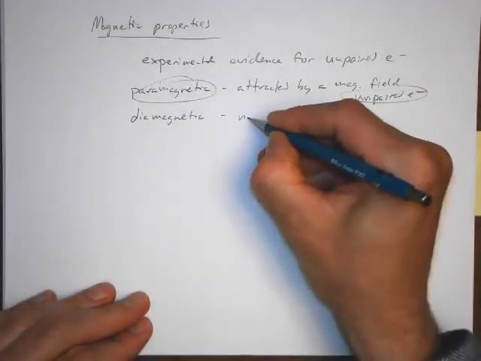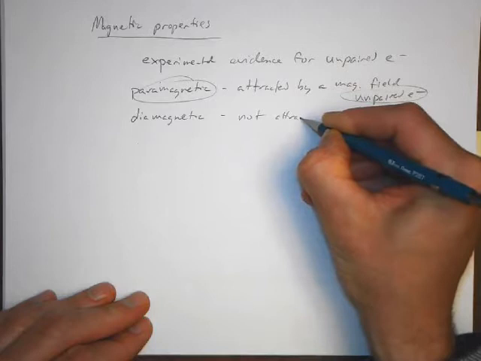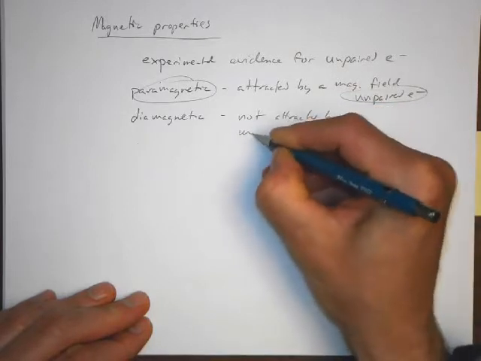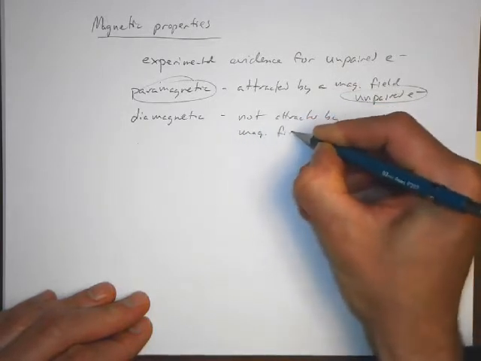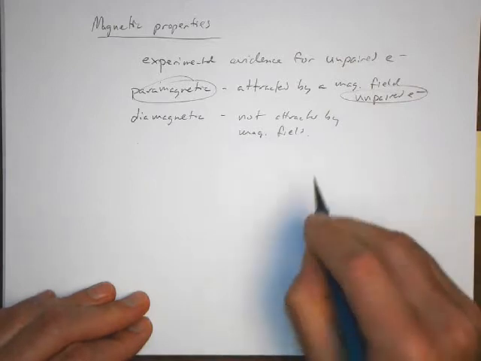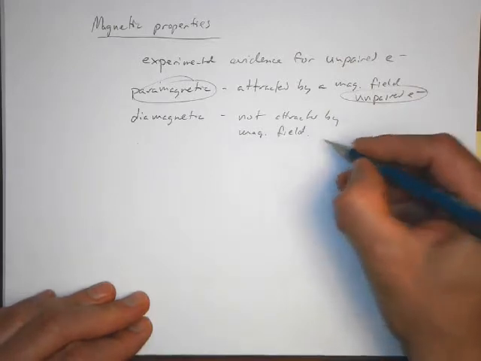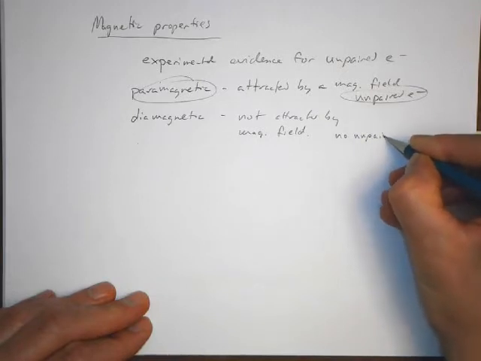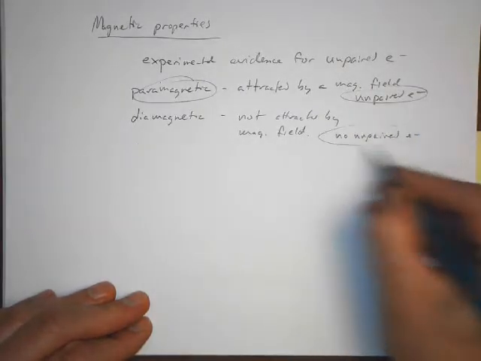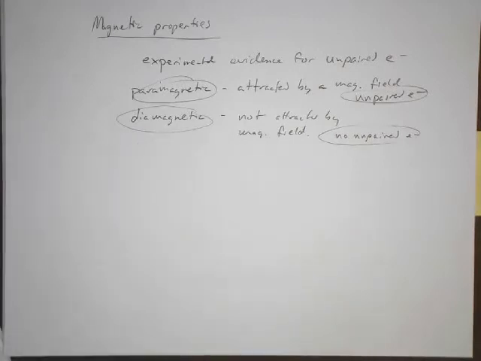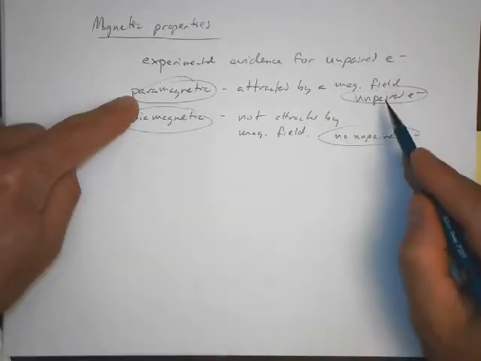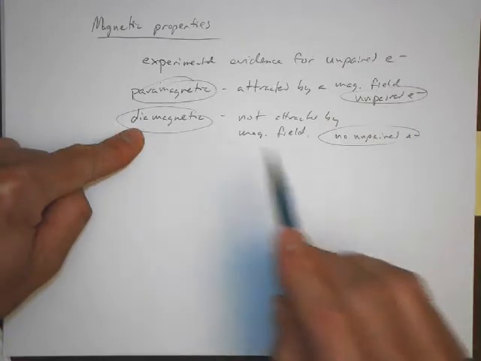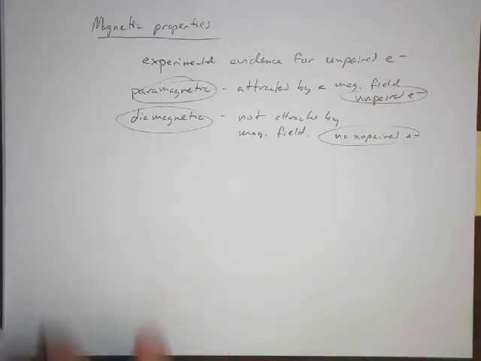Diamagnetic materials are not attracted by a magnetic field, or are even slightly repelled by a magnetic field. What this means is we have no unpaired electrons in our materials. So paramagnetic, unpaired electrons; diamagnetic, no unpaired electrons.